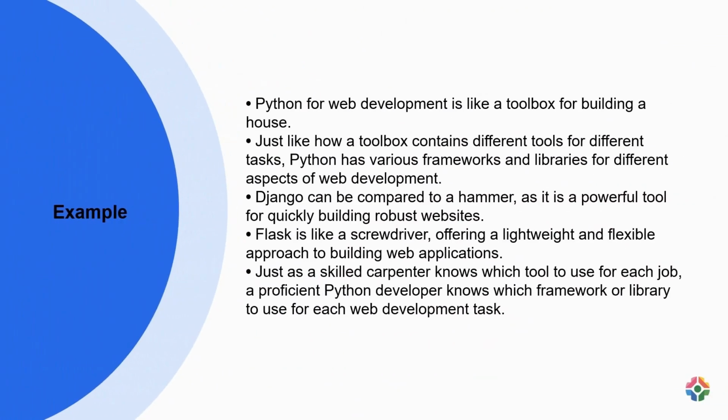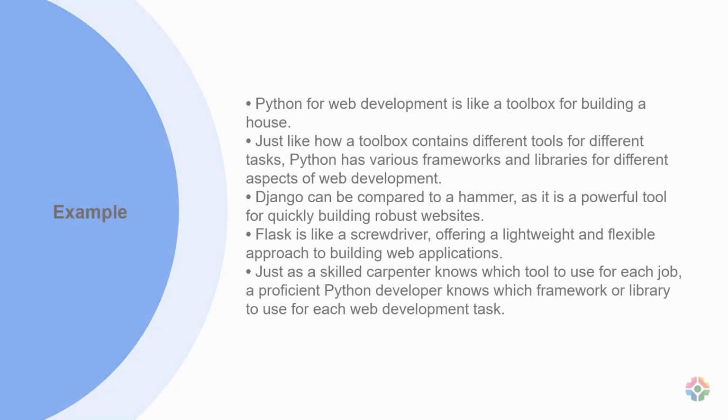Python for web development is like a toolbox for building a house. Just like how a toolbox contains different tools for different tasks, Python has various frameworks and libraries for different aspects of web development. Django can be compared to a hammer, as it is a powerful tool for quickly building robust websites. Flask is like a screwdriver, offering a lightweight and flexible approach to building web applications. Just as a skilled carpenter knows which tool to use for each job, a proficient Python developer knows which framework or library to use for each web development task.